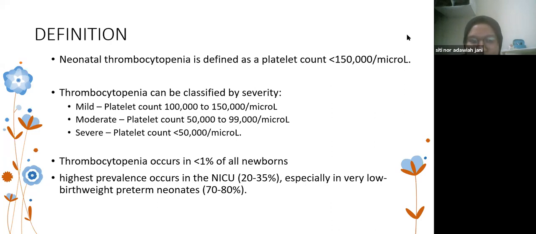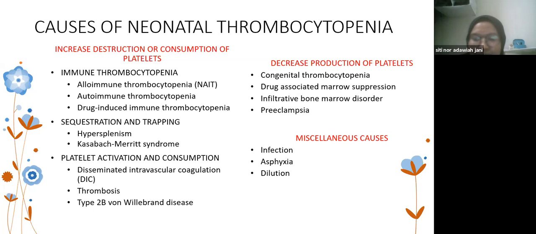So neonates that develop thrombocytopenia can have a multitude of causes, and this can make it challenging to diagnose an underlying cause, and the evaluation can be extensive. But overall, thrombocytopenia occurs in fewer than 1% of all newborns, and the highest prevalence is in newborns in the ICU, which is about 20 to 35% of cases, especially in very low birth weight preterm units. Okay, next slide.